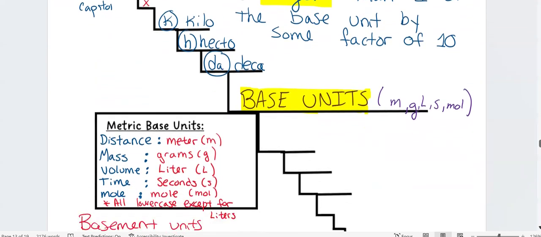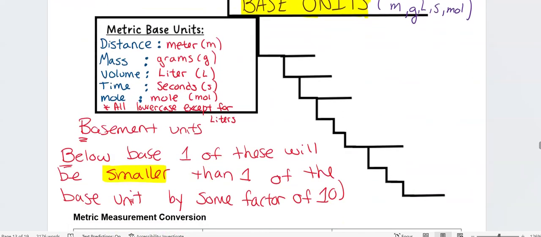Then we would move oppositely to the basement units, as I call them. These are ones where they are going to be smaller than our base unit. So this power of 10 smaller, we have deci, just a D there. So one base unit is 10 deci. Then we have centi. So one base unit is 100 centi. And we have milli. One base unit is 1,000 milli.